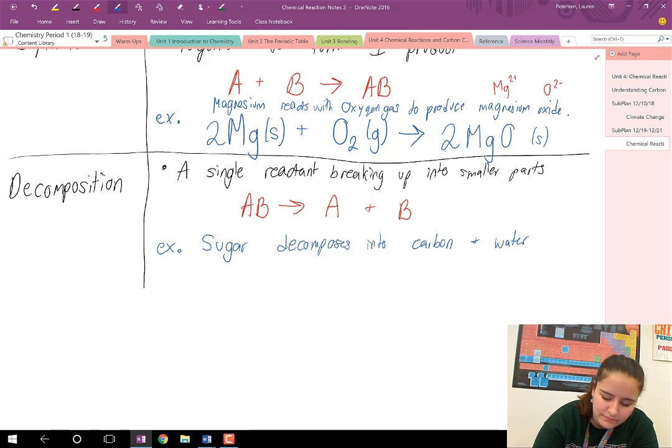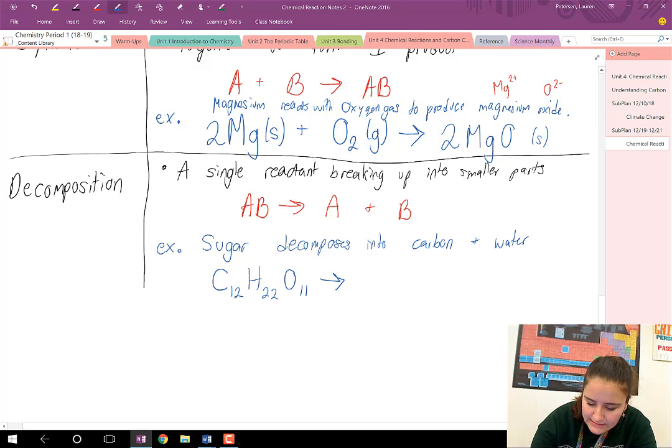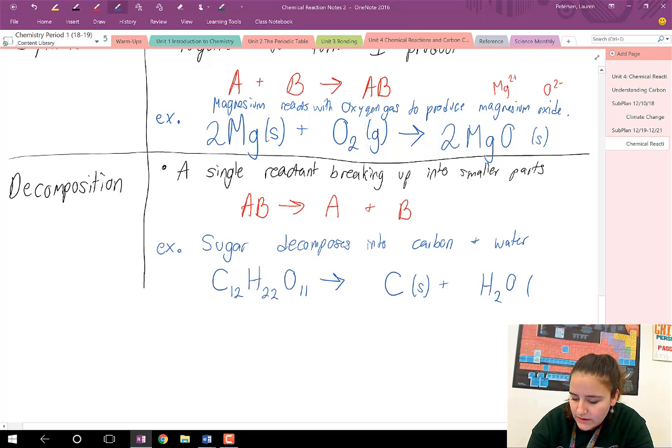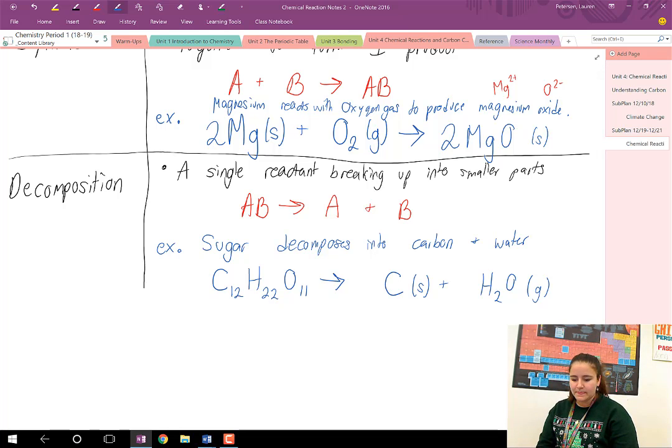Now let's go ahead and write it. Sugar is C6. Oops, nope, we did it with table sugar, not glucose. C12H22O11, and it decomposes into carbon, which is just solid, and water, which was mostly a gas because it was a really exothermic reaction. Don't worry too much about the phase symbols though. As long as you can predict what products they are, I'm not going to worry too much about that.